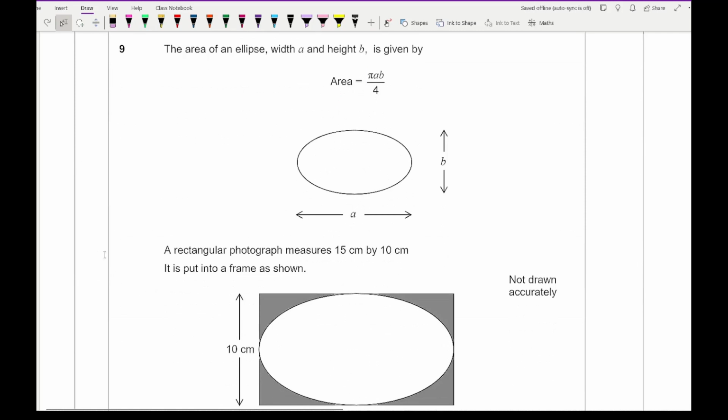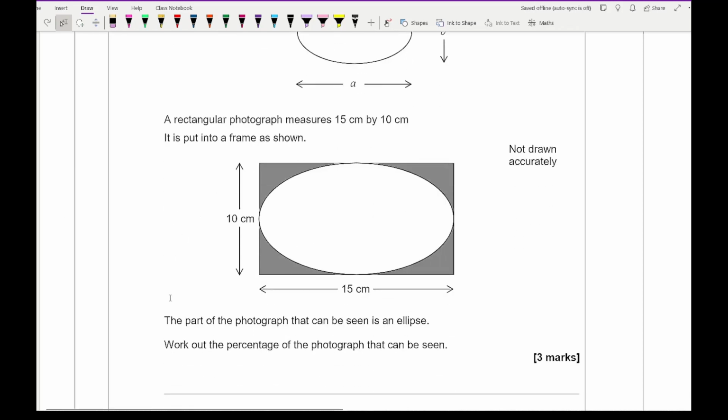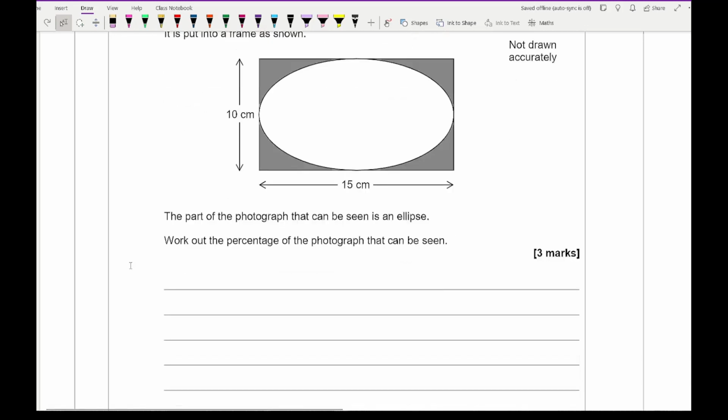Then moving on to question 9, it says that the area of an ellipse with width A and height B is given by, and we've got the formula of pi AB over 4. It says a rectangular photograph measures 15 centimeters by 10 centimeters. It is put into a frame as shown, and the part of the photograph that can be seen is an ellipse. Work out the percentage of the photo that can be seen. So what we're wanting to do is basically work out the percentage of the shaded area. So that's what this question's actually looking for.